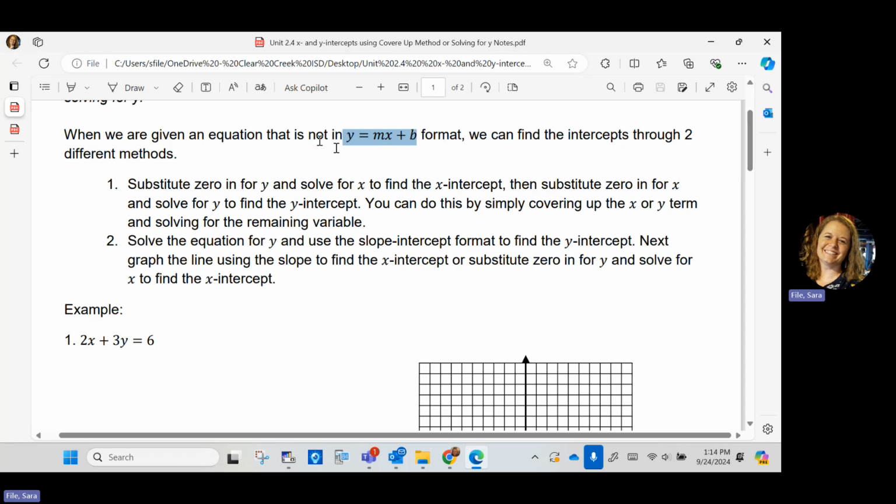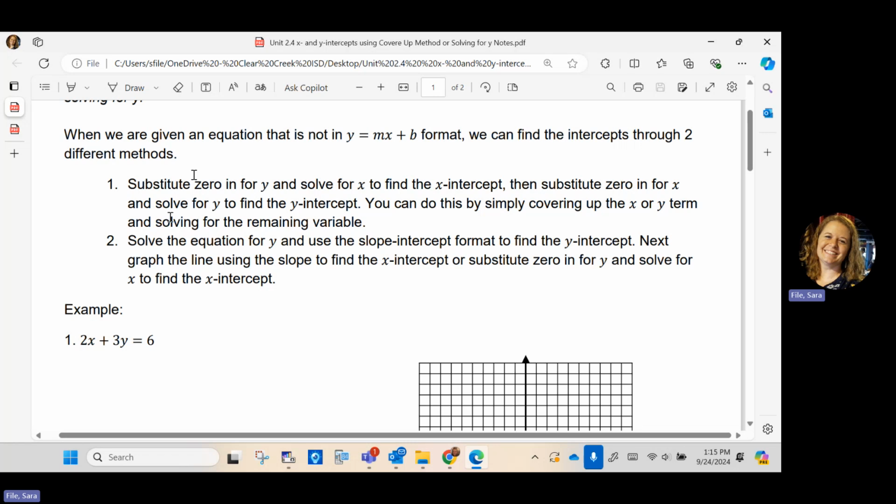the y-intercept. But if it's not in that format and it's given to us in standard form, which you can see in this example down here, where we have the x term plus or minus the y term equals the constant, this is standard form. So when it's in this format, we're going to be substituting in a 0 for y to solve for x, or substituting in a 0 for x and solving for y.